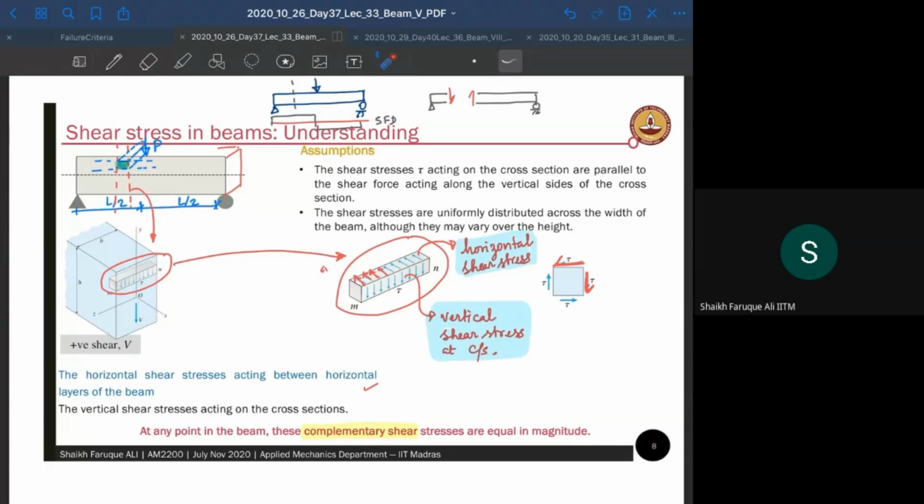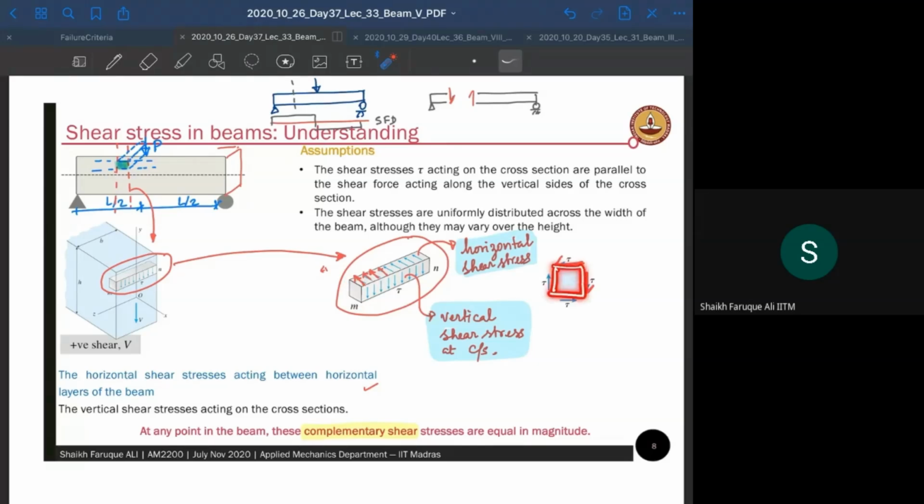Now, if you take a very small section out of it, a very small element, and extend that element all through the width of the beam, and then you draw this here, you will see that there is a shear stress acting here like this, downward.